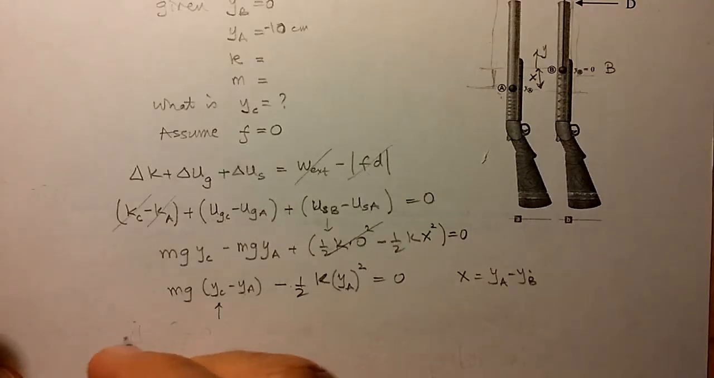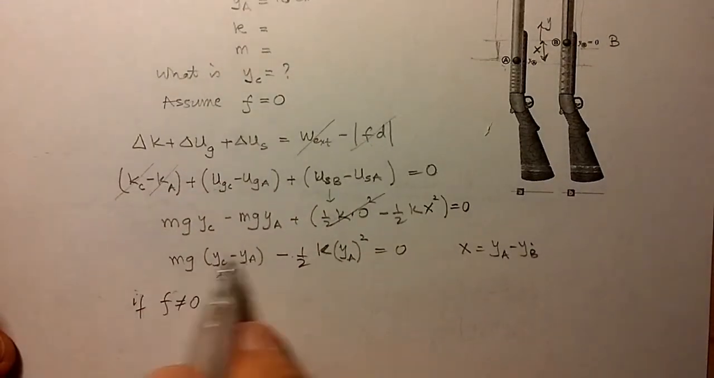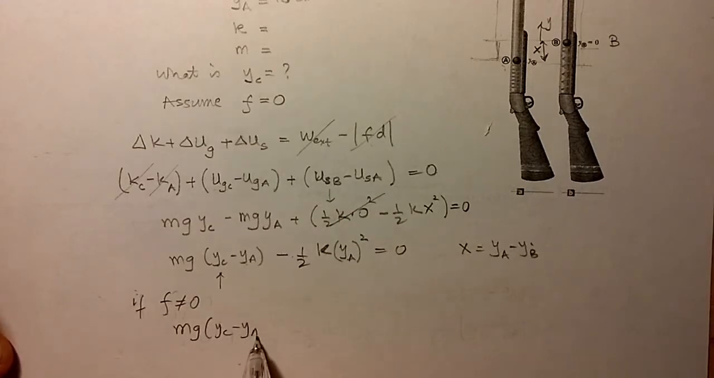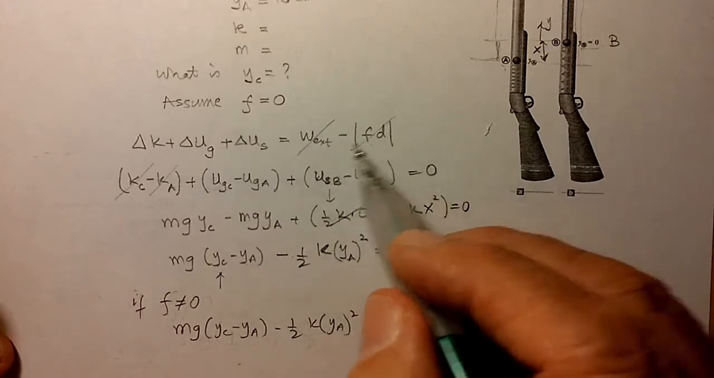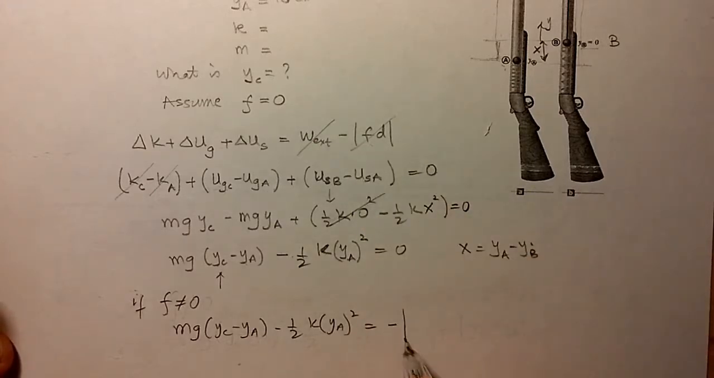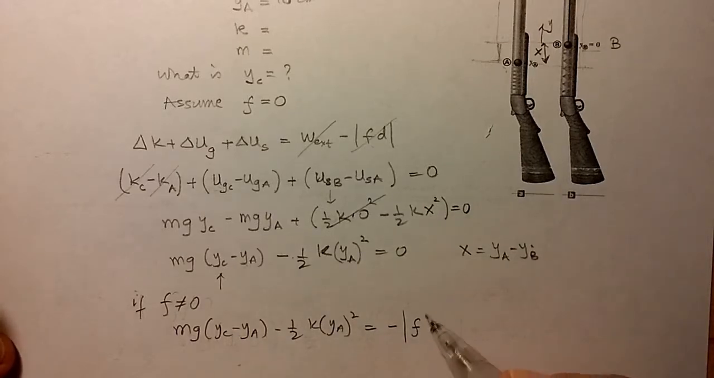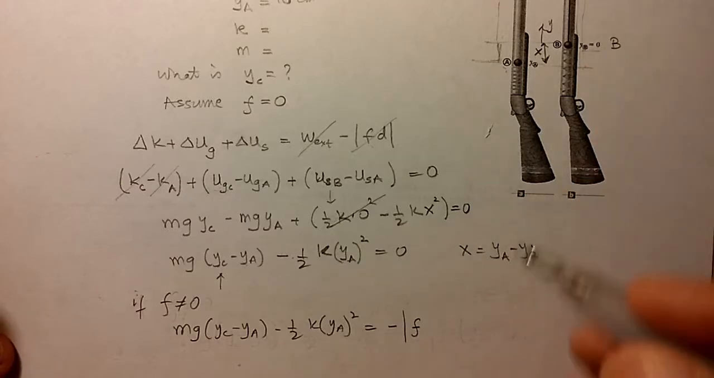Consider the case where friction is not zero. In that case, we will have the same equation, mg (yC minus yA) minus half k yA squared, but now instead of being 0, it's going to be equal to this f d, which is now not 0. So if we know the force of friction, this is not going to be a mu N case because there's no normal force.